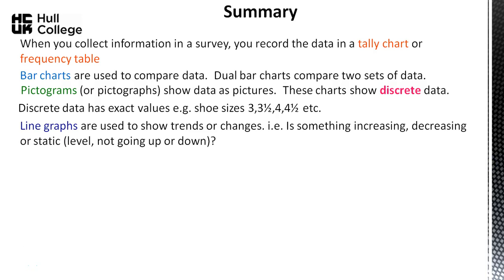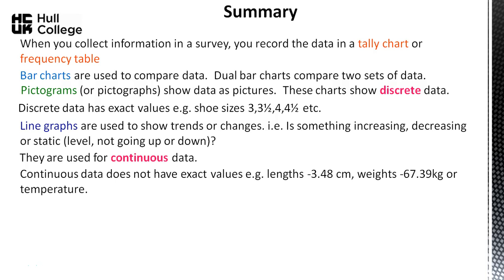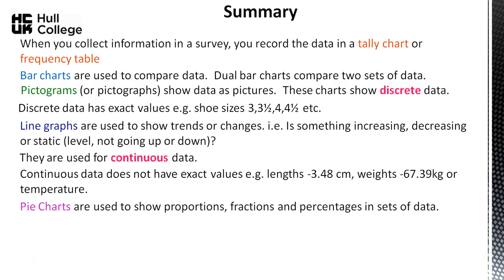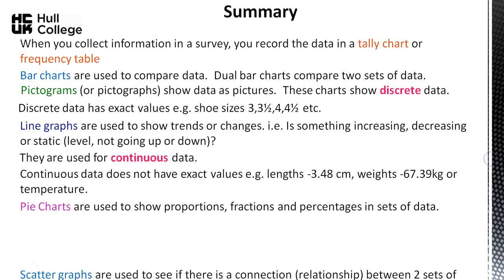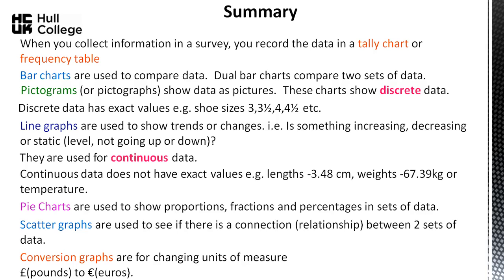Line graphs are used to show trends or changes, when something is increasing, decreasing, or static. They are used for continuous data. Continuous data does not have exact values. Pie charts are used to show proportions, fractions, and percentages in sets of data. Scatter graphs are used to see if there is a relationship between two sets of data. And conversion graphs are for changing units of measure from one system to another, for example from pounds to euros.